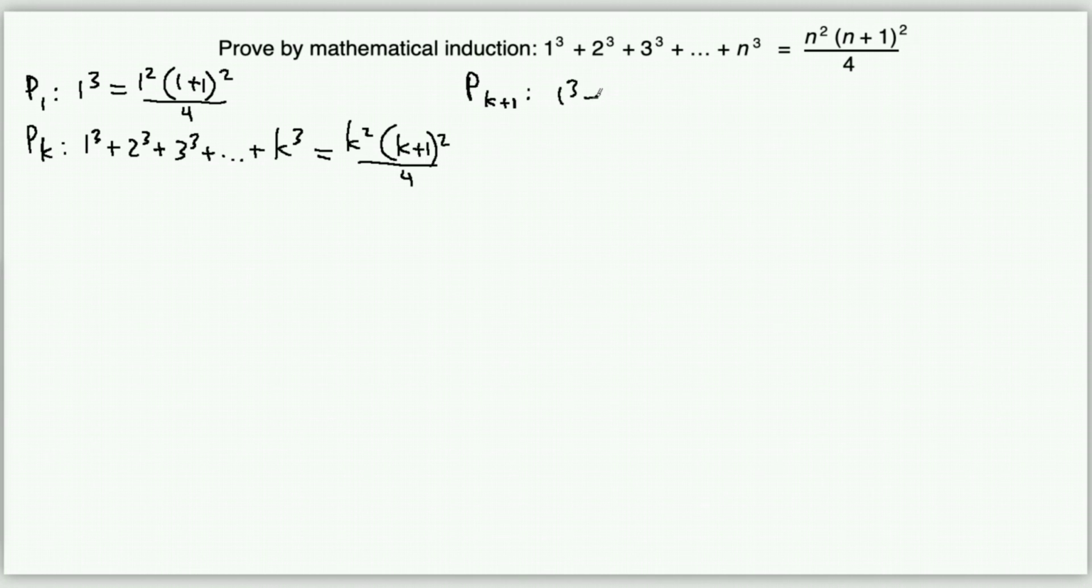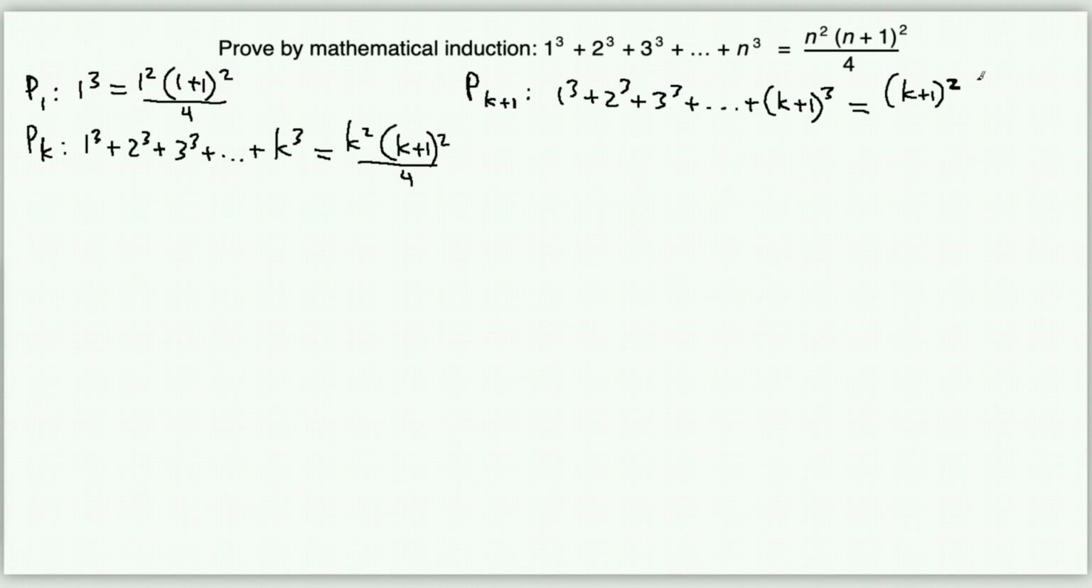Pk plus 1 is similar, except we're going to substitute k with k plus 1. So 1 to the third plus 2 to the third plus 3 to the third until we get to, instead of k, k plus 1. And be sure that you cube the whole k plus 1 and not just k to the third plus 1. Be very careful with that. Right? The whole thing is cubed. Okay, and that's equal to k plus 1 squared. Be careful here, you're squaring k plus 1 and not just k squared plus 1, right? K plus 1 squared.